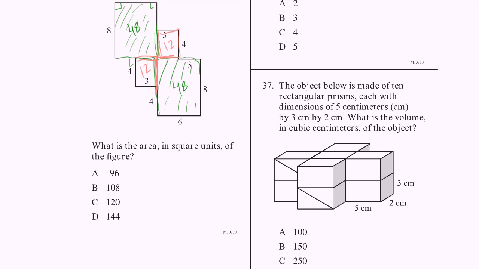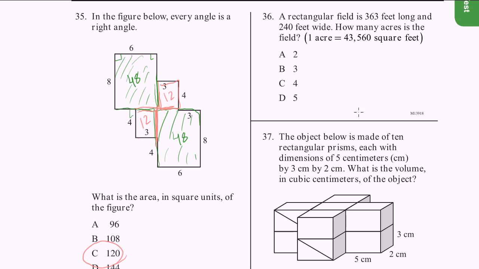So the whole area of the entire thing is 12 plus 48, which is 60, right? That's 60. So you have 60 there, and then you have another 48, which gets you 108, plus 12, which is 120. So the area in square units of the figure is 120.